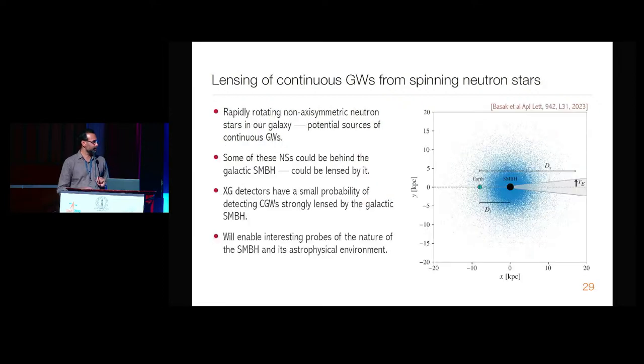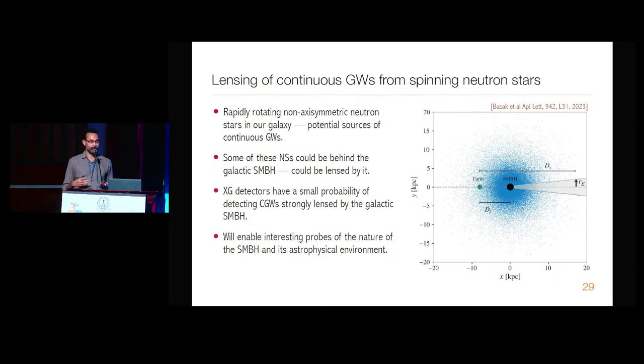I'll finish in just one slide. This is the last slide in the science. One could also now speculate on the possibility of detecting the lensing of other kinds of gravitational wave sources, for example, spinning neutron stars in our own galaxy.